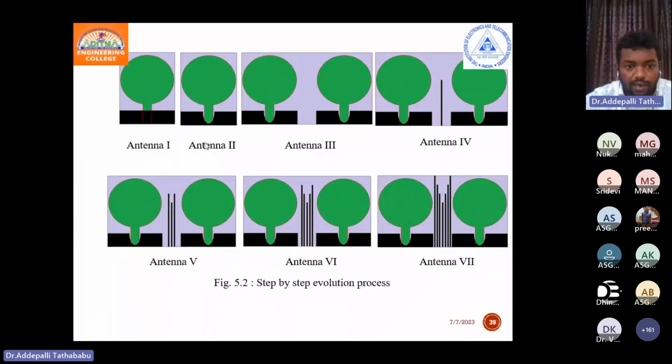Antenna 1, antenna 2, antenna 3, and antenna 4, antenna 5, antenna 6, and antenna 7. So initially antenna 1 is there with a truncated ground; I already told you it gives wider bandwidth. And now I place one more antenna here. So one strip is placed to get the isolation. 2 more strips are added to get the isolation again. Again 2 more strips are added, and again 2 more strips are added.